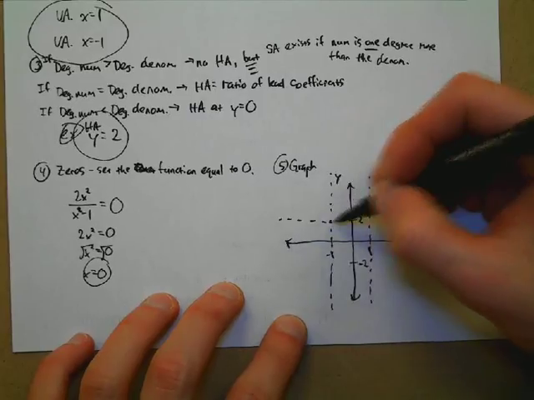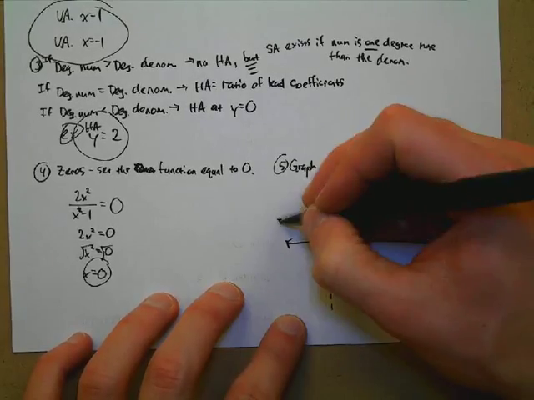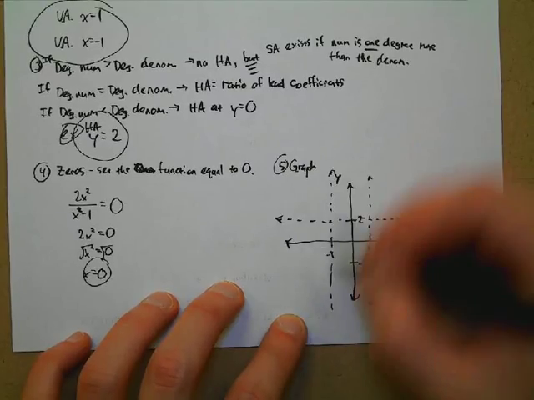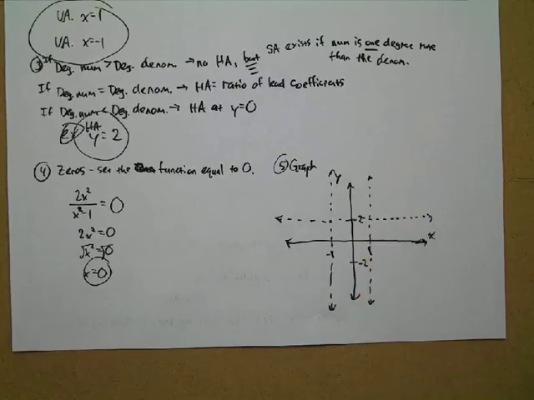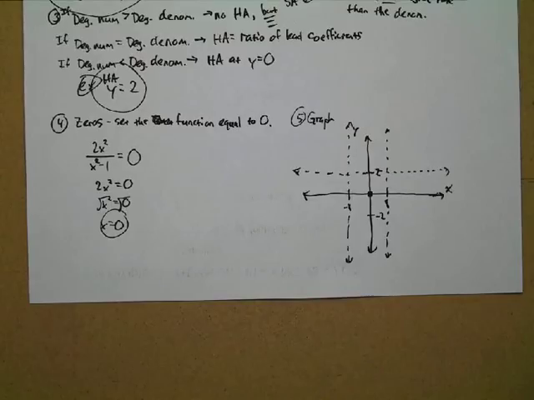And then finally, zeros. We have a single 0 at 0, 0. So there's a point. And now I've got to figure out some other points, some other information here. Oops, I went probably too close there. There we go, that would be 2. And what I'm going to do is start moving from left to right here, starting with this vertical asymptote.